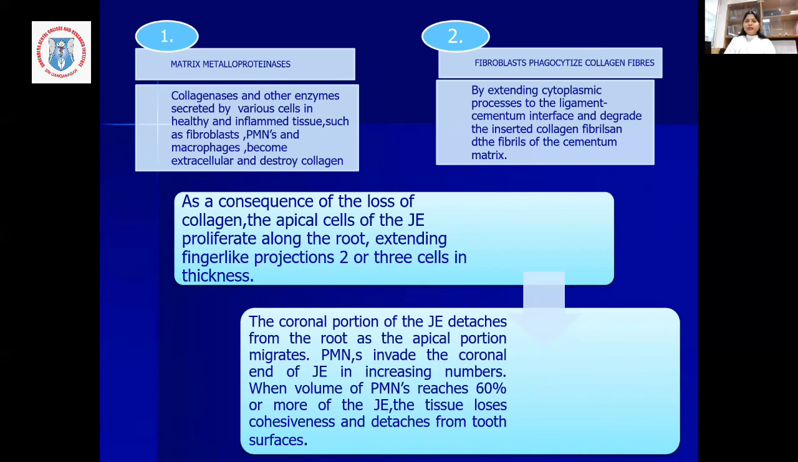So the apical portion proliferates, and the coronal portion, that is the gingival sulcus, is occupied by the PMNs. And when the volume of the PMNs reaches more than 60%, the tissue loses its cohesiveness and detaches from the tooth surface. So the apical displacement occurs and the coronal detachment occurs, and the pocket will be formed.